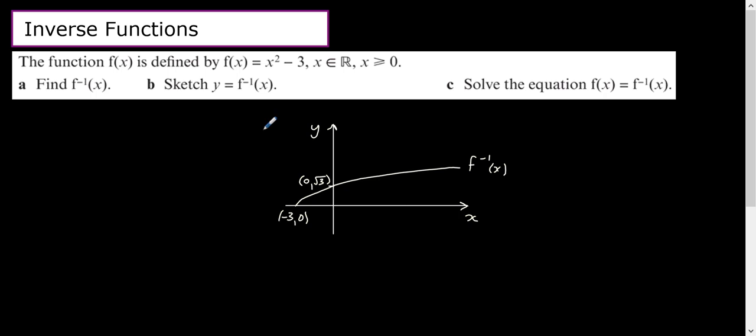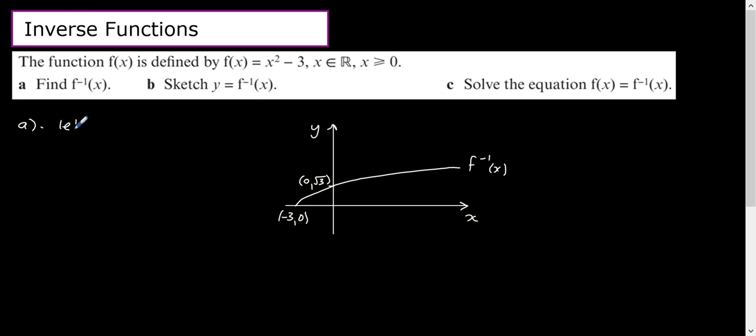Let's have a look at a second question. We've got a different function here. f of x is defined by x squared minus 3. The domain, x is a real number, and x is greater than or equal to 0. Part A, and ignore this sketch for now, it's going to help us later, we're being asked to find f to the minus 1 of x.